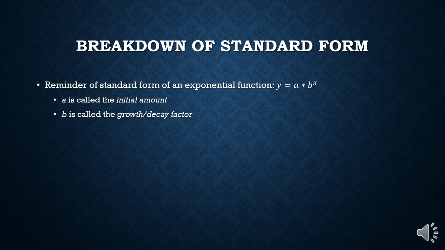A reminder from last lesson that the standard form of any exponential function is y equals a times b to the power of x. In this lesson, we will refer to a as the initial amount and b as the growth or decay factor in the exponential function.